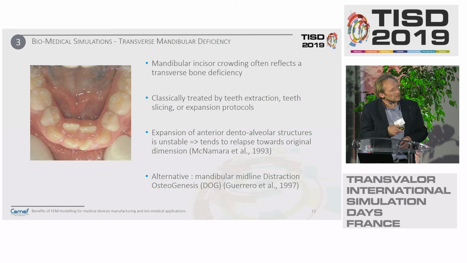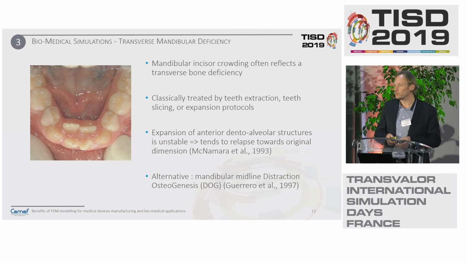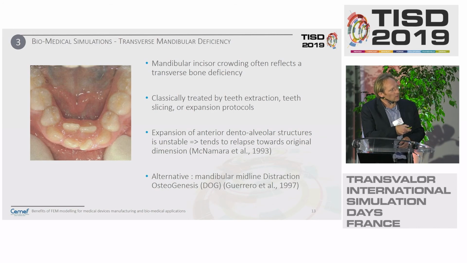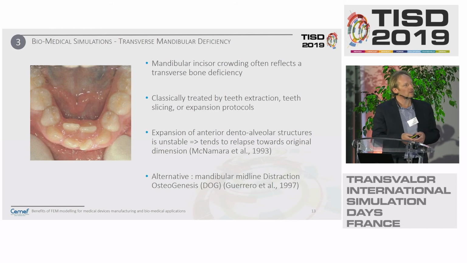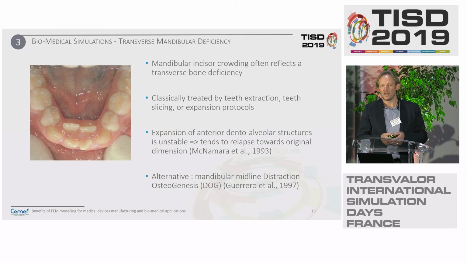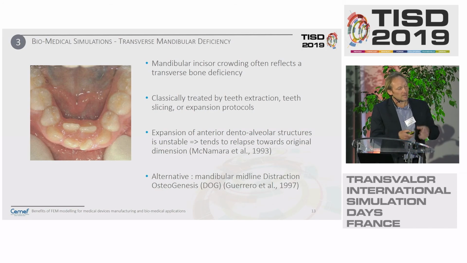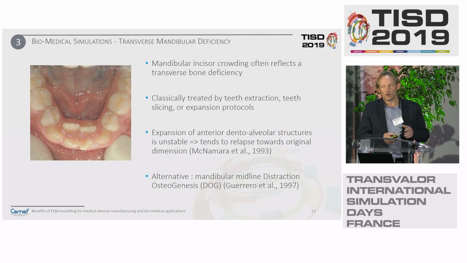In fact, what you can see here in these pictures is not extra teeth. These are teeth that were not allowed to grow normally because the mandible of the subject was too short. So the classical treatment before was to remove these teeth, and this is not something that surgeons like to do because they don't like to remove healthy organs or tissues.